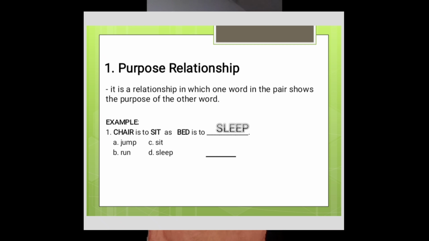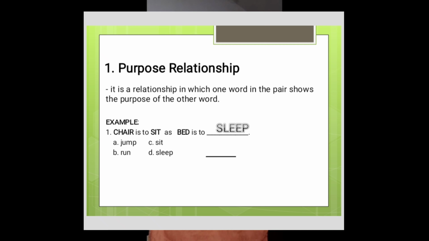First, we will talk about the purpose relationship. What is the purpose relationship? It is a relationship in which one word in the pair shows the purpose of the other word. For example, the word is chair and the purpose of a chair is to sit. The word is bed and the purpose of the bed is to what? A is to jump, B is to run, C is to sit, and D is to sleep.